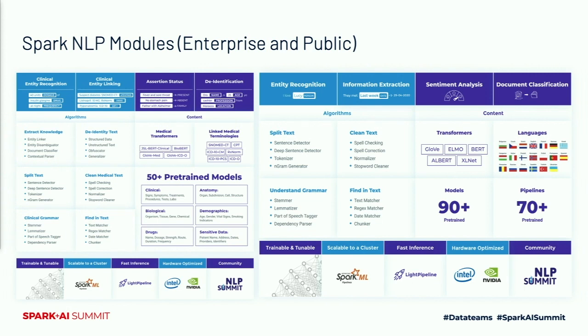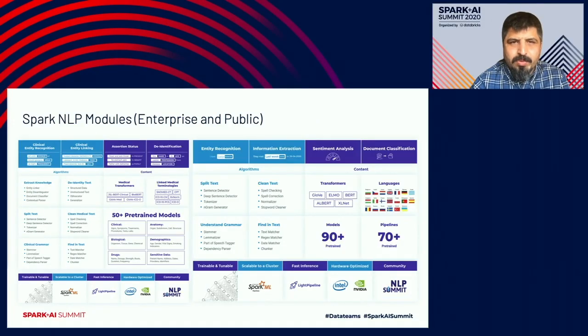In the enterprise version, like the healthcare version, we have clinical entity recognition models to extract the clinical entities. And we have models to link the entities back to normalized codes like SNOMED, RxNorm, UMLS. We also have assertion status to detect the presence of the clinical entity, like whether it's absent, related to someone else, or present at the moment. And we also have the de-identification model to de-identify the sensitive patient information while we share our clinical models with other people.